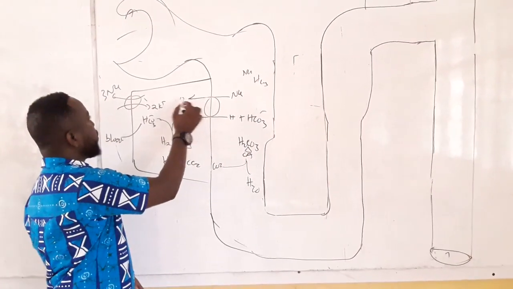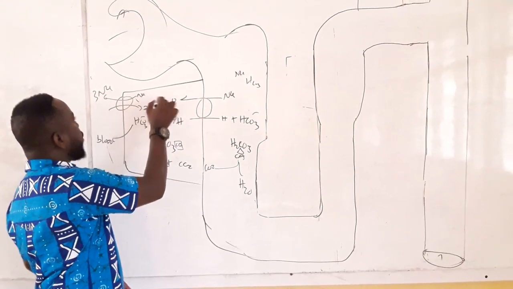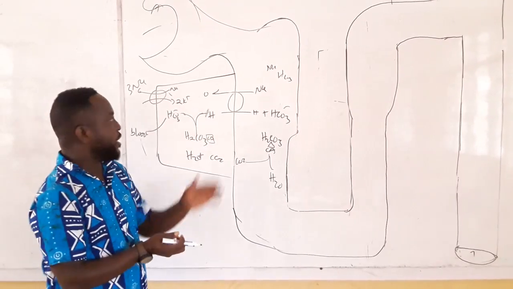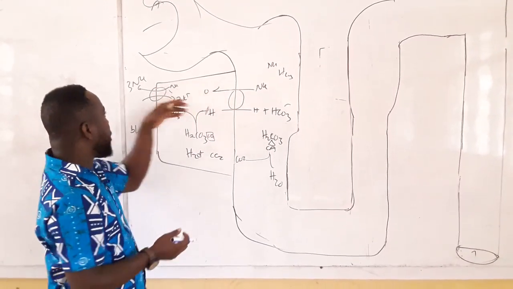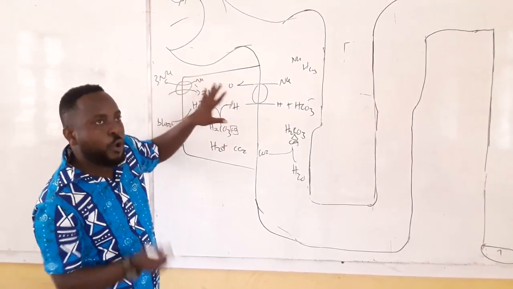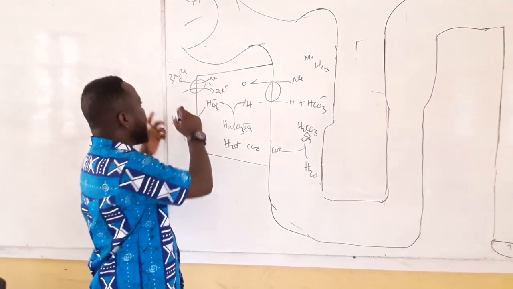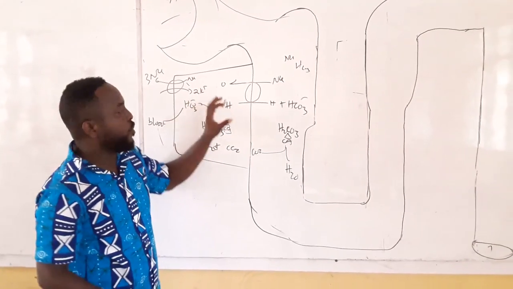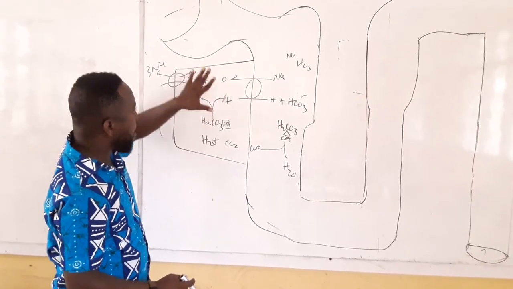The sodium that comes into the cell is pumped out of the cell through the sodium potassium ATPase pump. So it takes sodium from the cell and pumps it back into the blood. So the inside of the cell is always poor in sodium, and it takes potassium from the blood and pumps it back into the cell. So the cell is mostly rich in potassium.